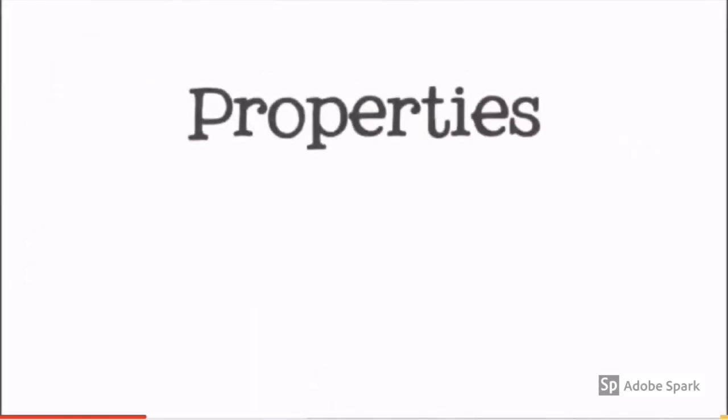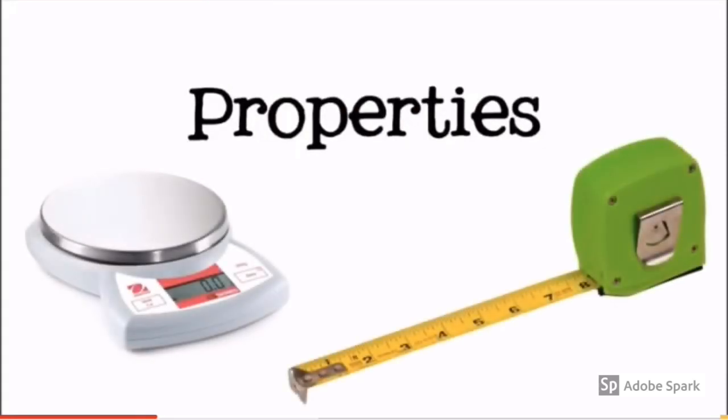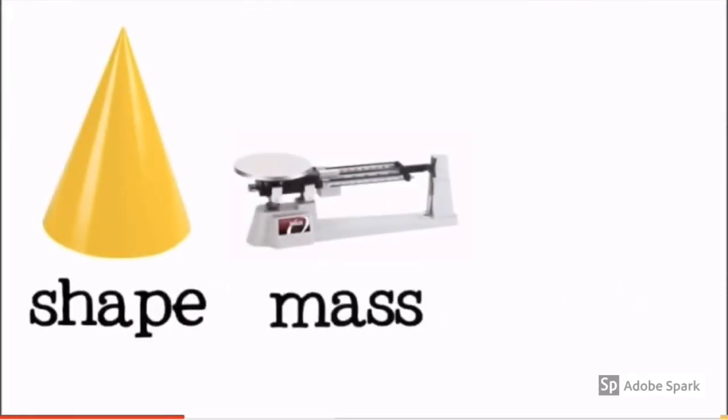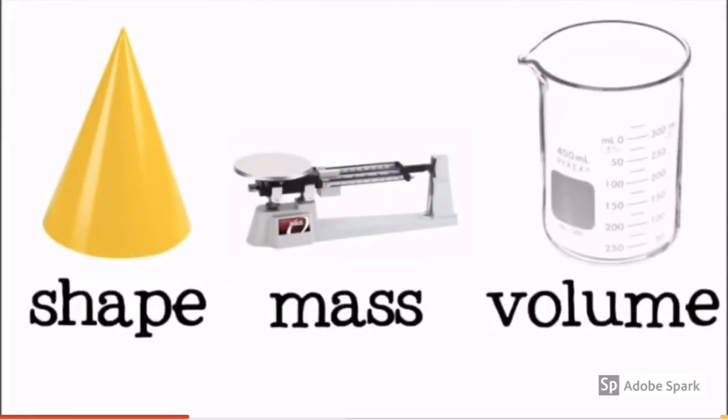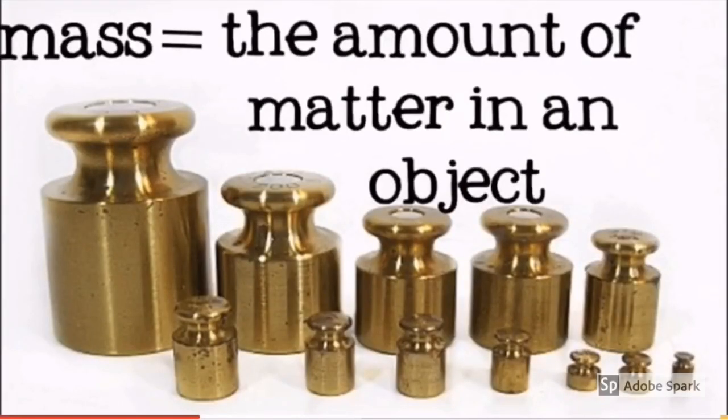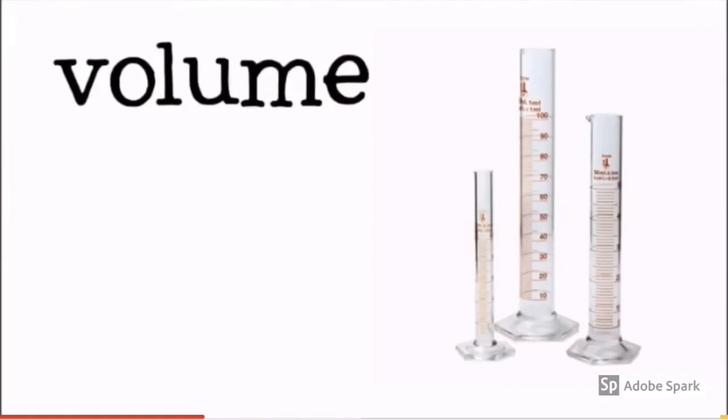To figure out which state of matter something is in, we need to examine its properties. A property is the way that something is that we can measure. The physical properties we will look at to determine state of matter are shape, mass, and volume. Mass is the amount of matter in an object. Volume is how much space that matter takes up.